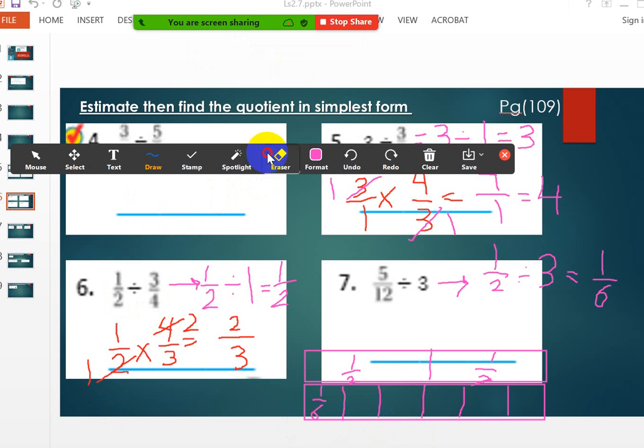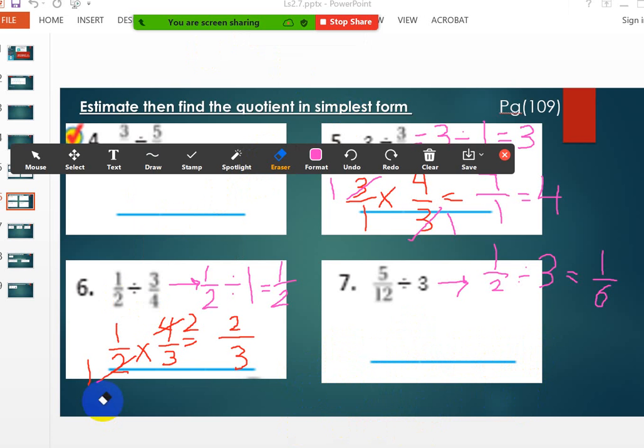This is a refresh for you. Don't draw this fraction strip. It's only to explain it. Now, thank you so much, Lamar. Now, girls, I want to divide 5 over 12 by 3 to find the exact answer.